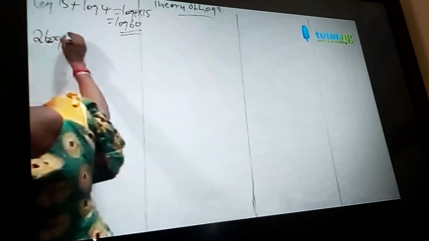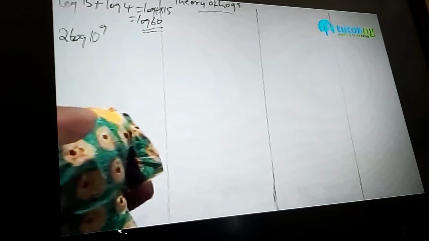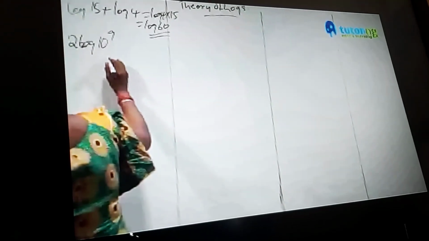Next, 2 log base 10 of 9. This means the third law. It says when you have a power, you raise it to another power. So this means log base 10 of 9 raised to the power 2. This 2 is now a power.